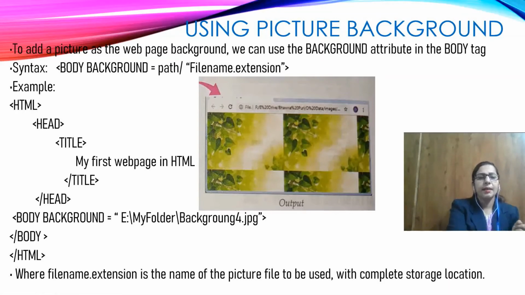Okay, I am picking a file that is in my folder, so in the E drive, go in my folder, and in my folder there's a picture whose name is background 4, and I have to write the extension of that picture, that is jpg, double quotes, angular bracket, close. Then the ending of the body tag, and HTML. Like that we can get an image as a background. As I run it on the web browser, it will show like that.